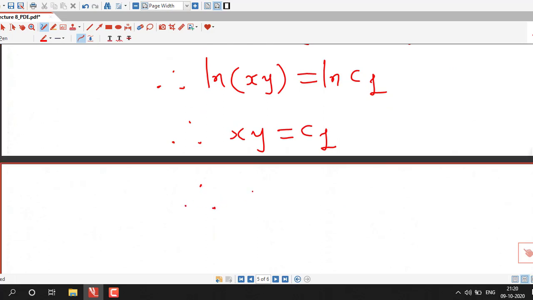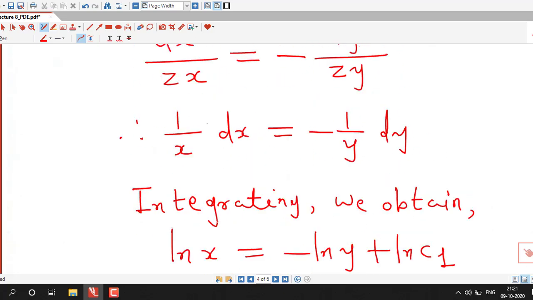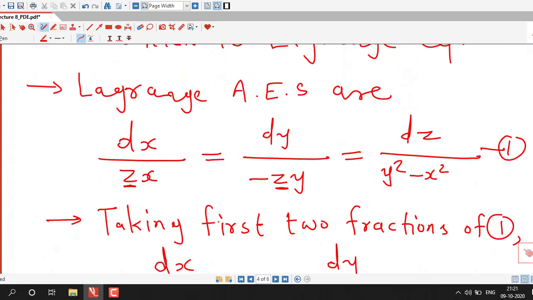So this implies the first solution is u equal to x into y equal to c1. Now for the second solution, we have to select multipliers, because the second solution is not possible by comparing two fractions. Suppose we want to compare fractions 2 and 3, then the differentials are dy and dz, so x must be absent, but we have x square here. Similarly, we cannot compare the first and last fractions, because we have dx and dz, so y must be absent.